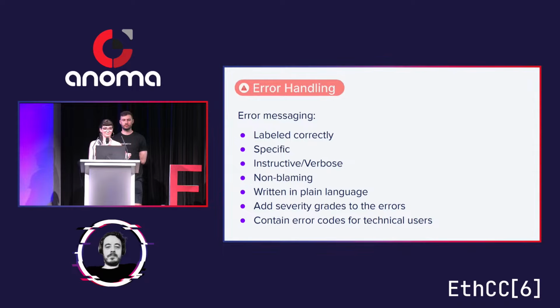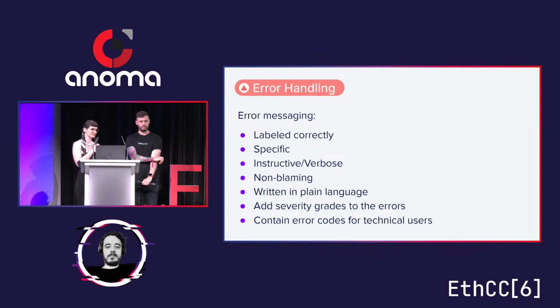It has to be non-blaming. Write your error messages in a friendly manner. It's not the user's fault that you did a very bad job. And you also have to use plain language, because even though the error is addressing devs, explaining an issue in plain language will go a longer way than using terms that you've coined and nobody else understands. And also a very good thing is to add severity grades. It's important to label the error so the user understands what is the impact within the system.